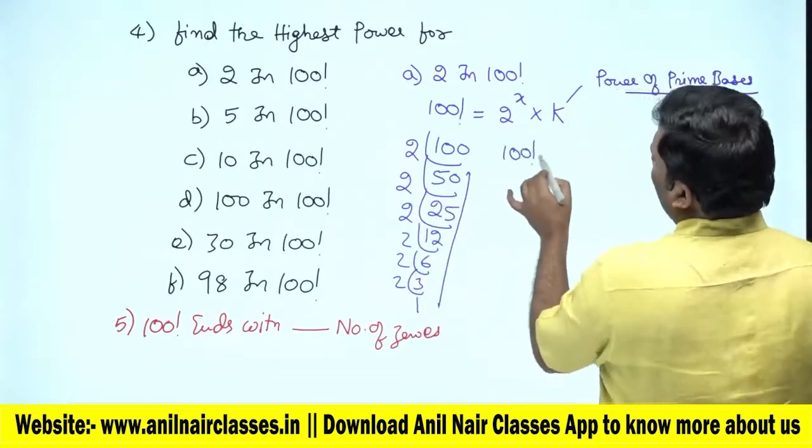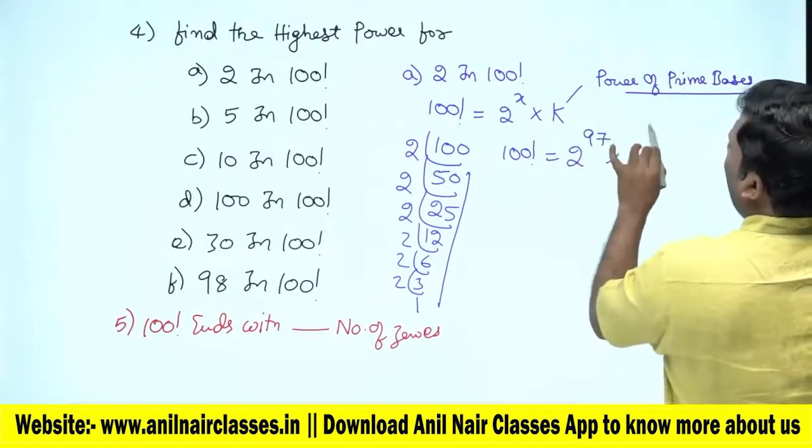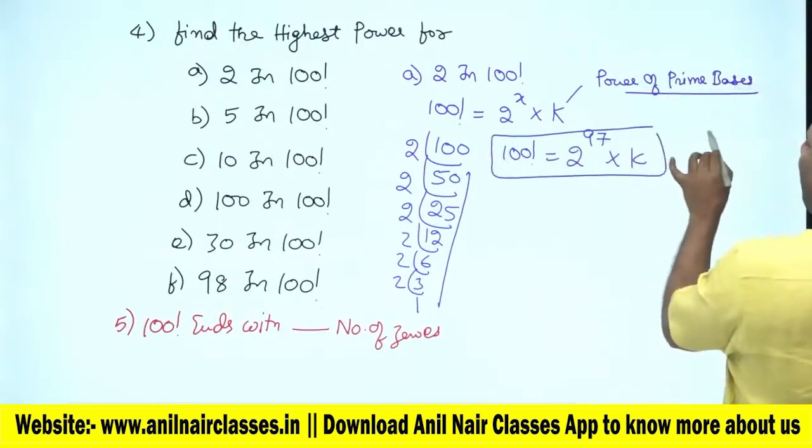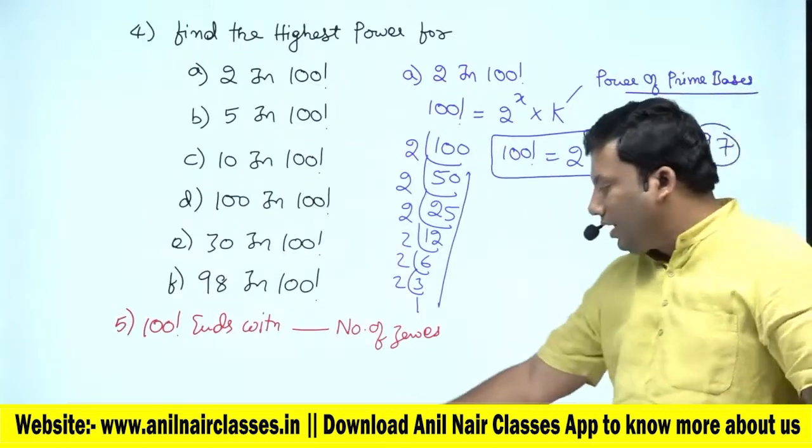So 100 factorial can be written as 2 power 97 into k. Highest power of 2 in 100 factorial, answer will be 97. Answer for this question will be 97.